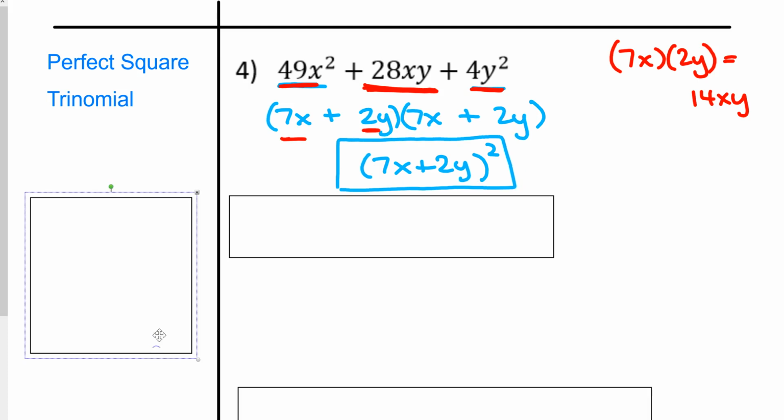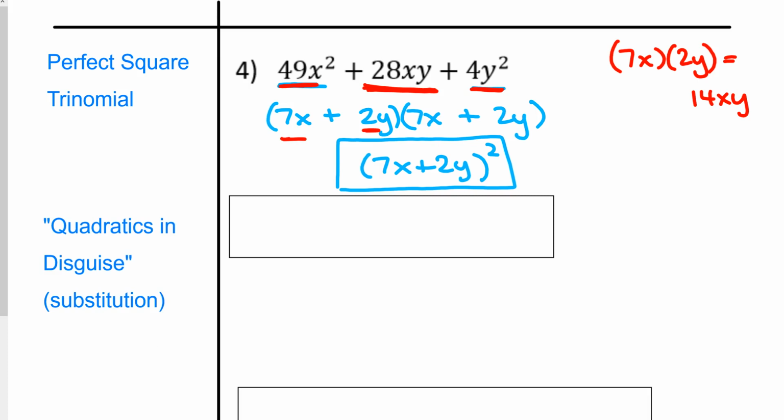Okay, the next category of factoring that we're going to talk about is called substitution. At least in our book, they call it substitution. I call it quadratics in disguise. So here's an example.